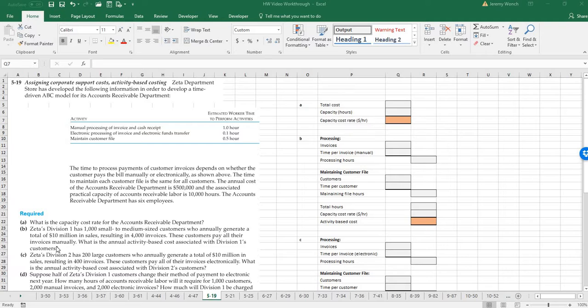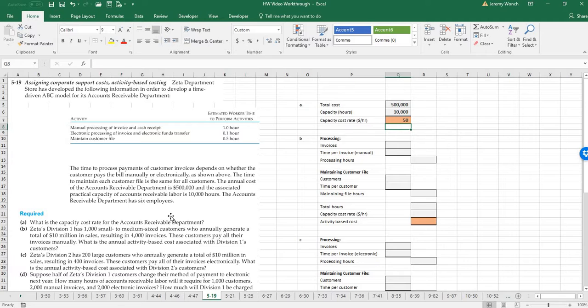In the very first part, part A, it says, what is the capacity cost driver for the accounts receivable department? That's simple. We just take our total cost and divide that by the total hours. So it costs us $50 for every hour that we put in.